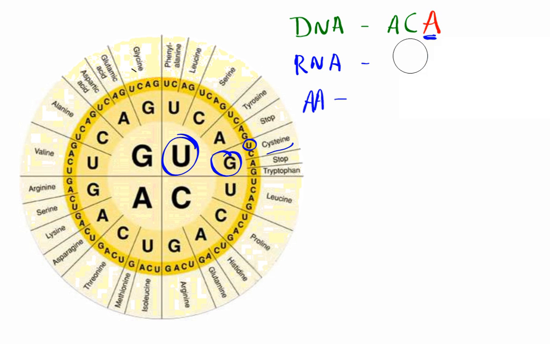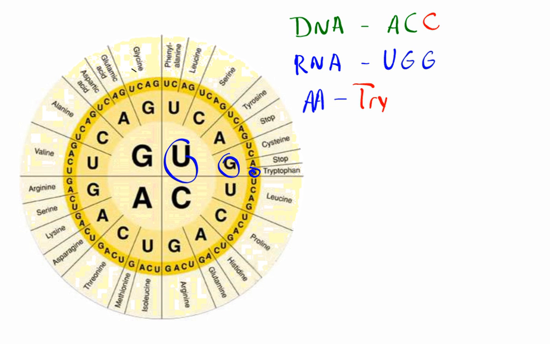Well, what if instead of ACG we have ACC? What's going to happen here? The RNA is UGG. UGG gives us UGG. Uh-oh. We have tryptophan.